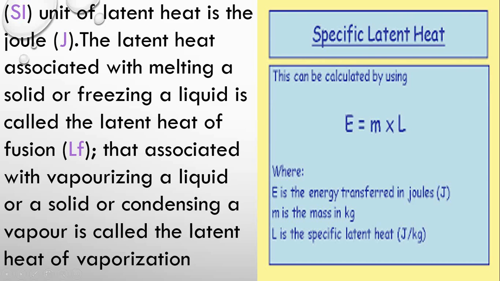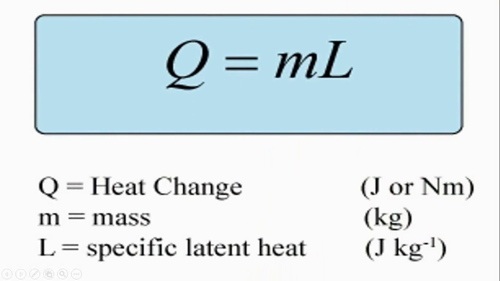This can be calculated by using E equals M multiplied by L, where E is the energy transferred in joules, M is the mass in kilograms, and L is the specific latent heat. Q equals ML, where Q is heat change, M is mass, and L is specific latent heat. And this picture is another example.